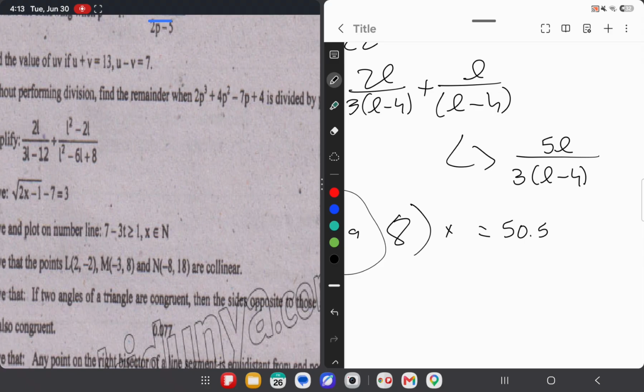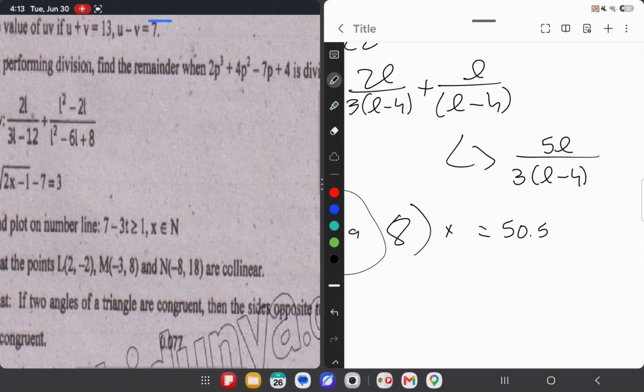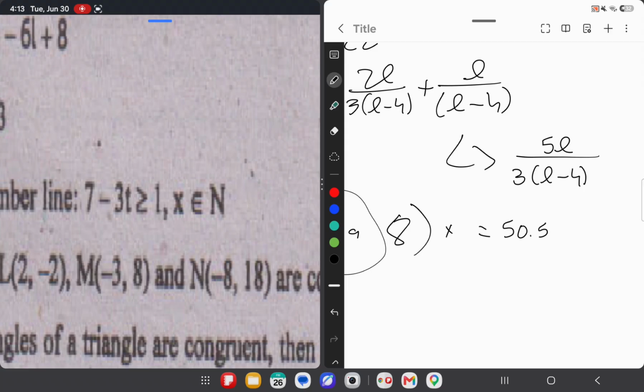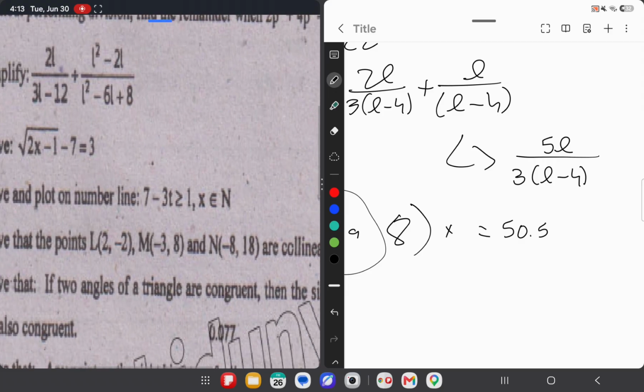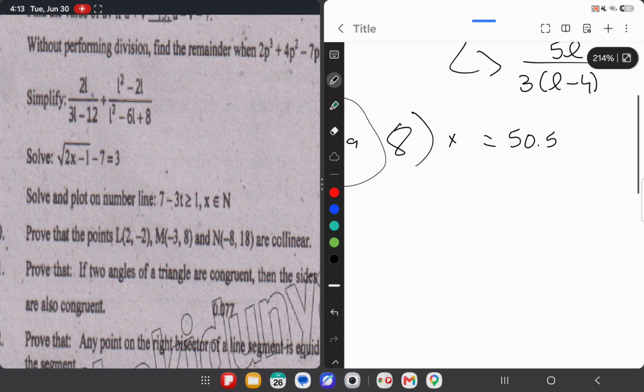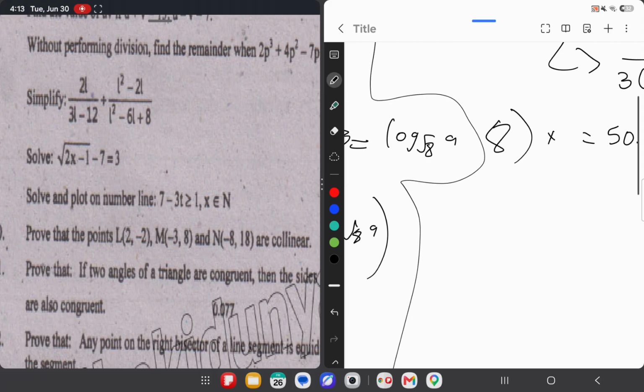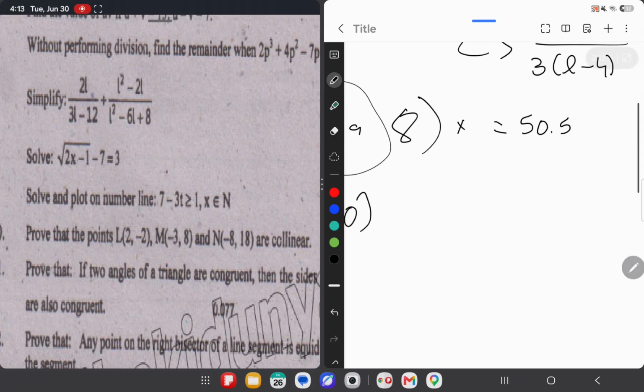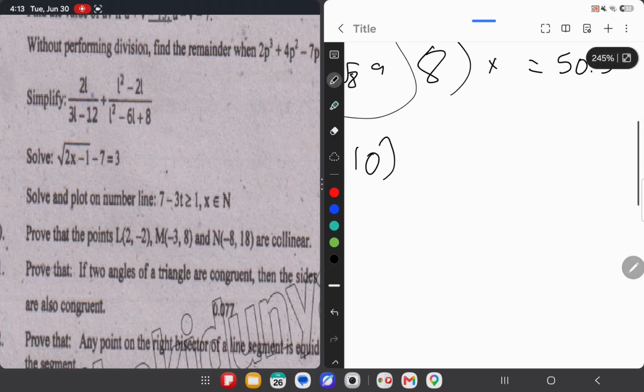So we need to plot this in terms of t. For x is an integer, a natural number. I do not even get this. How? Prove that the points are collinear. How can you prove that they are collinear?